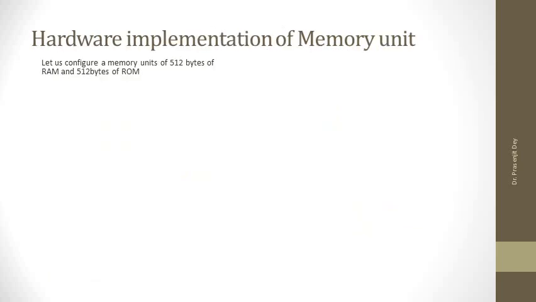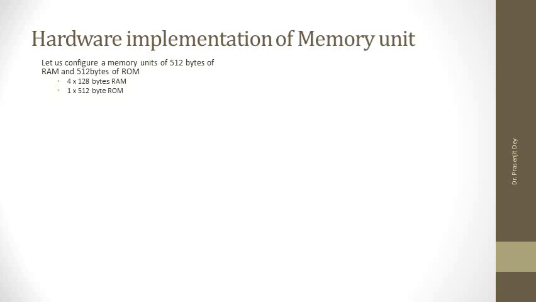In this slide, we are going to configure a memory unit with the help of the RAM and ROM chips just explained in the previous slide. Suppose in this example, we are going to configure a memory unit of 512 bytes of RAM and 512 bytes of ROM. So if we consider the RAM and ROM chips from the previous slide, then we need 4 RAM chips of size 128 bytes to form a RAM unit of 512 bytes. And we need only one ROM chip of 512 bytes for constructing this memory unit.